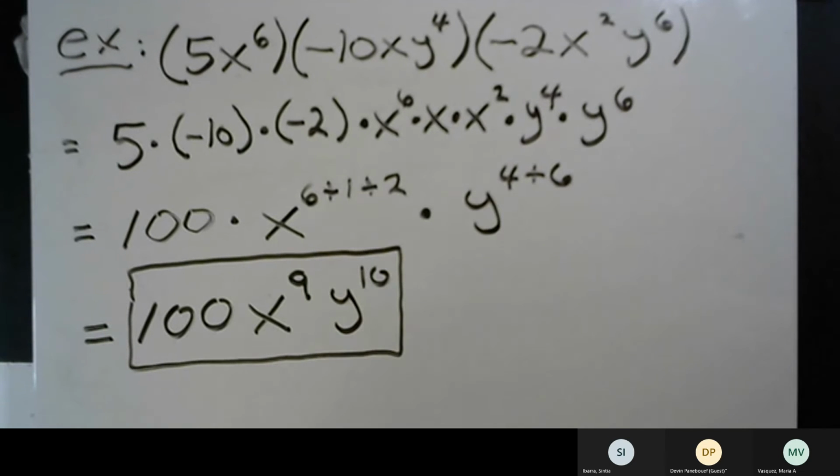So that's multiplying monomials. Next, what we're going to look at is dividing. In dividing, we're going to basically follow the same procedure. We're going to deal with coefficients, and then we're going to combine variables.